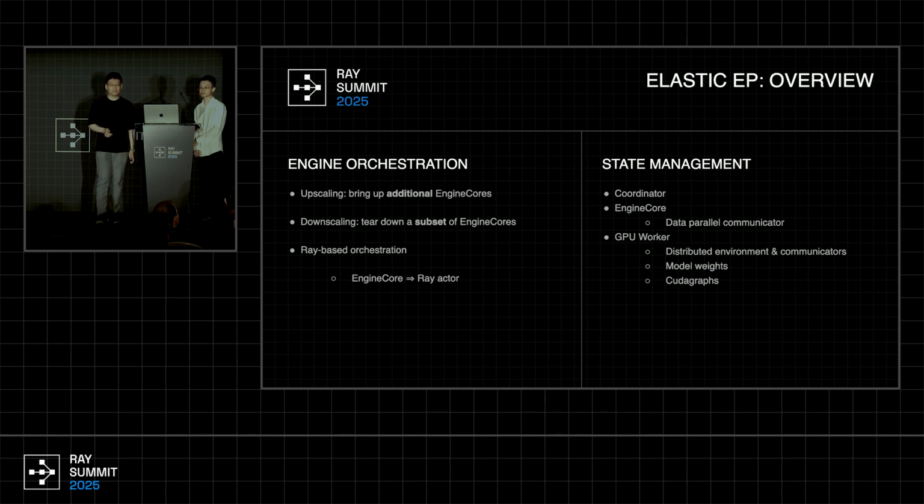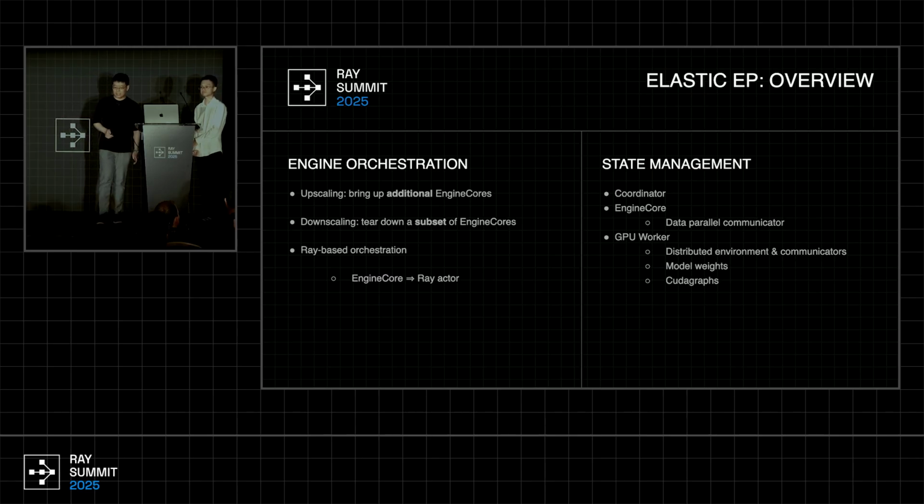So as you can see from the last slide, there are 2 major functionalities we need to support elastic EP, namely engine orchestration and state management. For engine orchestration, in the case of upscaling, we need to bring up additional engine cores. And in the case of downscaling, we need to tear down a subset of the engine cores. And we use Ray-based orchestration. And in this case, each engine core is essentially a Ray actor.